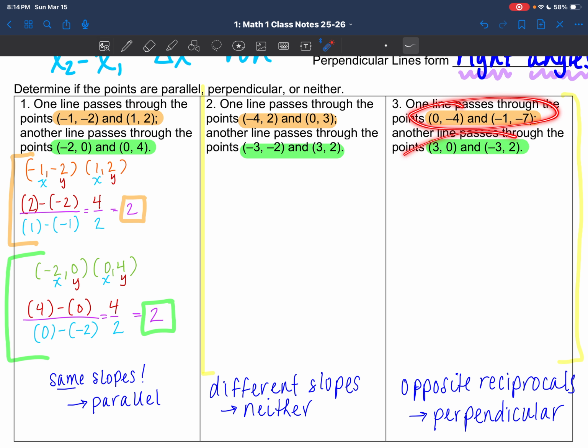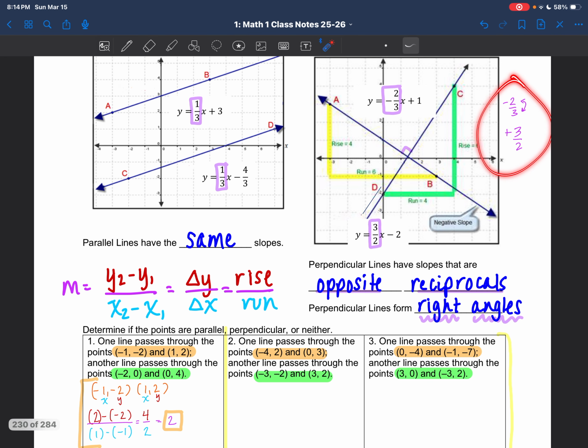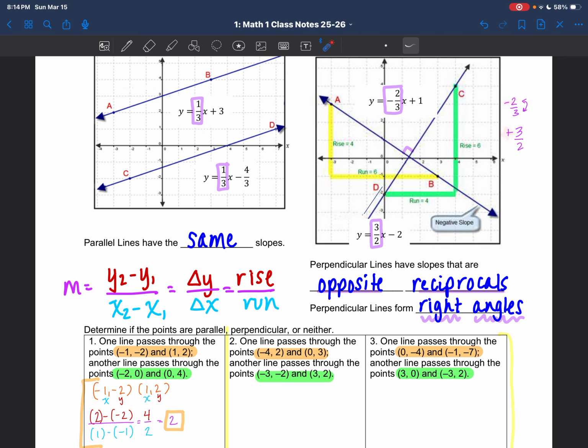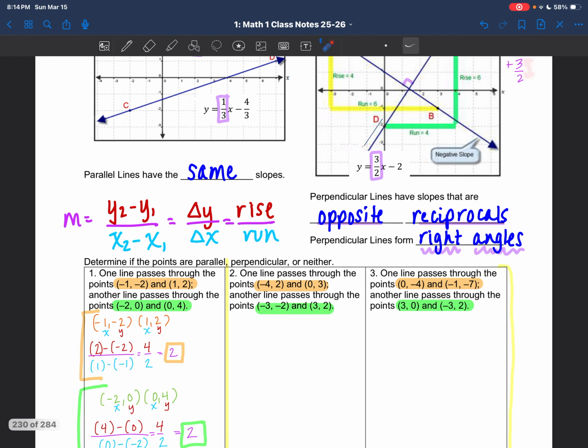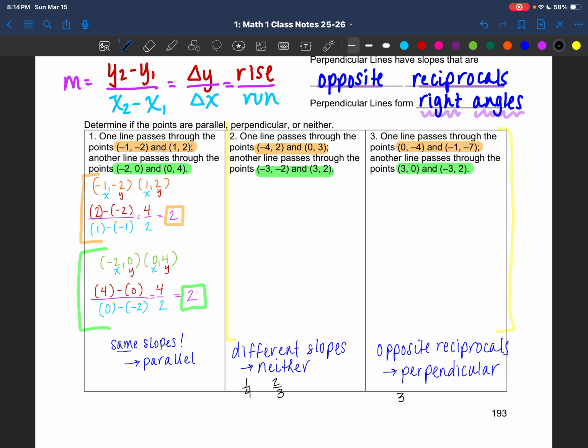And on this one, you're going to set it up just how I have it here, but you're going to have opposite reciprocals, which means it's perpendicular. Your slopes are going to be very similar to this, where they're opposite signs and one is flipped. So go ahead, show your work on those two, but you should have slopes of 1/4 and 2/3. And then for this one, you should have slopes of 3 and negative 1/3. And remember, 3 is 3 over 1.